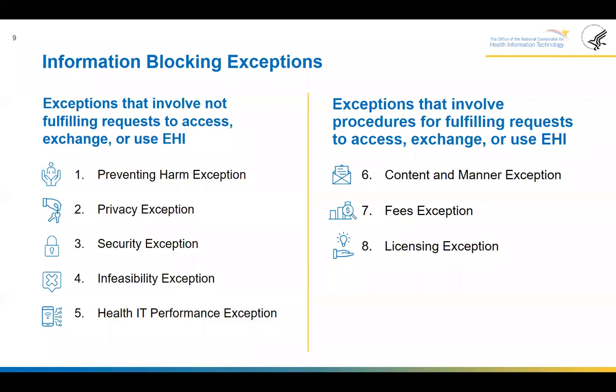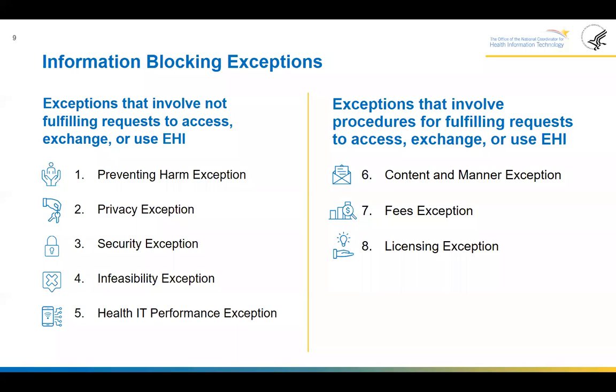The fourth exception on the left-hand side of your screen is the infeasibility exception. Sometimes there are legitimate practical challenges that prevent an actor from complying with requests for access, exchange, or use of EHI. We understand that these things happen, and this exception accounts for those types of situations. For instance, an actor may not have and may be unable to obtain the requisite technological capabilities or legal rights or other means necessary to enable access, exchange, or use of EHI, or cannot fulfill a request because of uncontrollable events or an inability to unambiguously segment the requested EHI, and this exception would cover those situations.